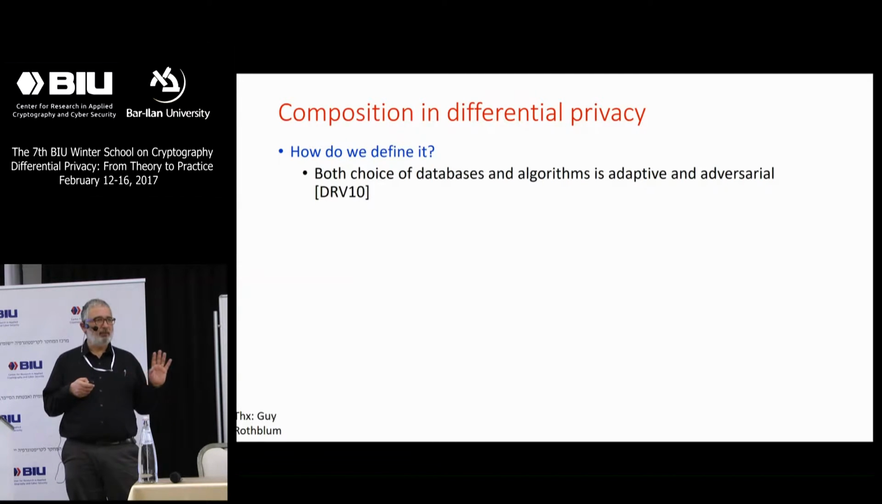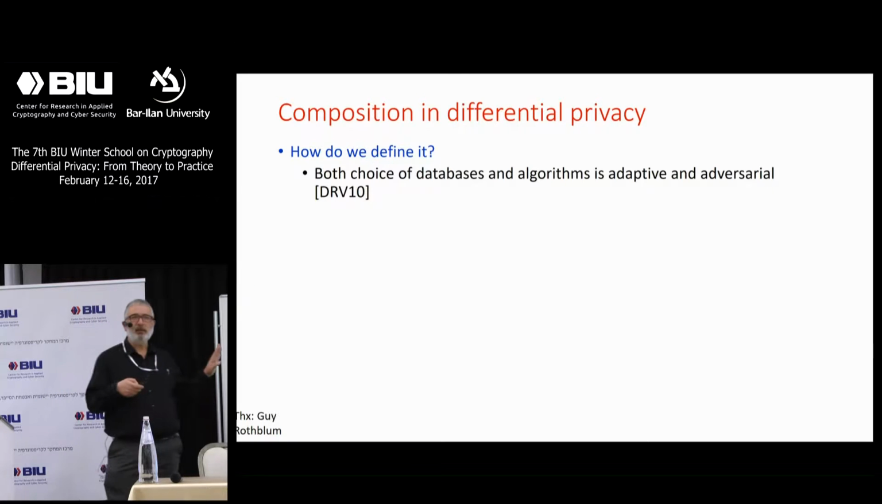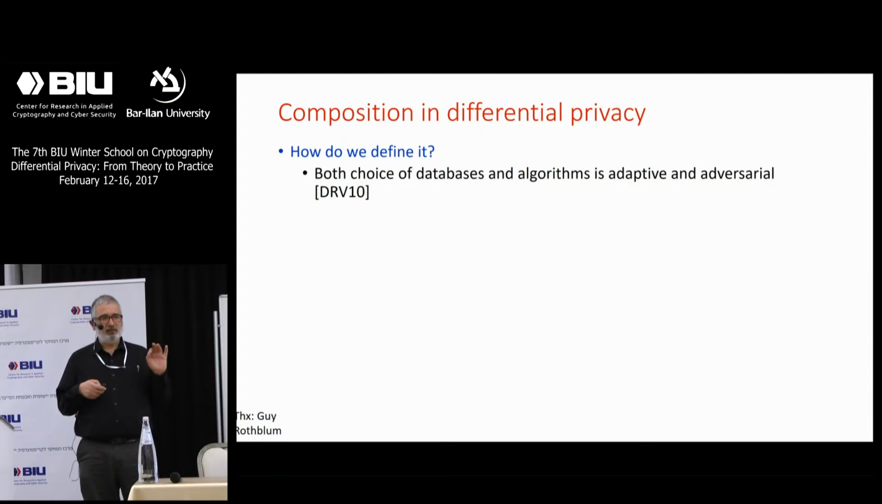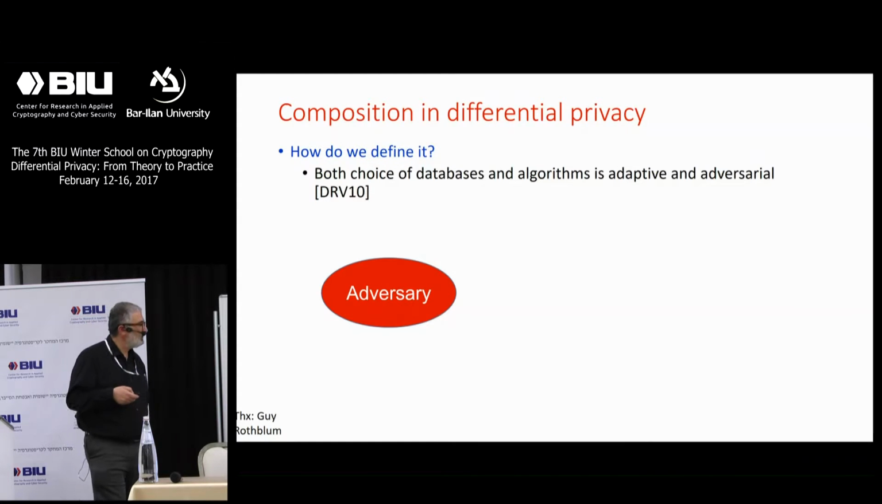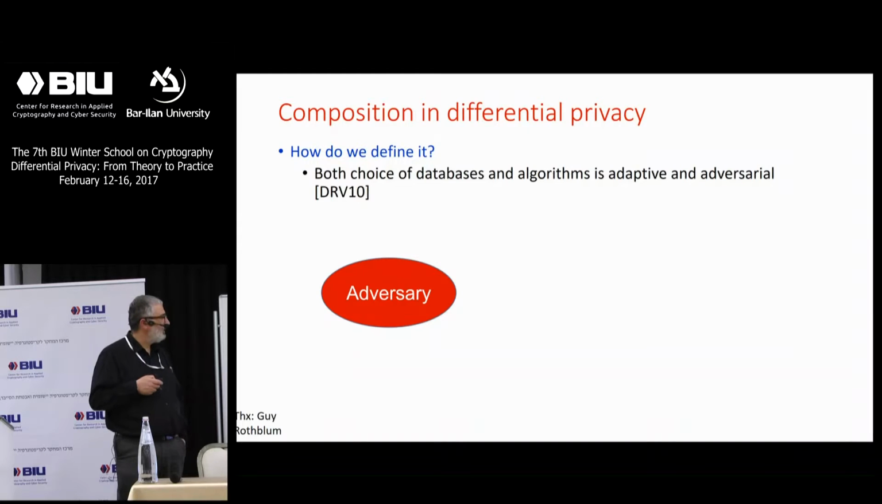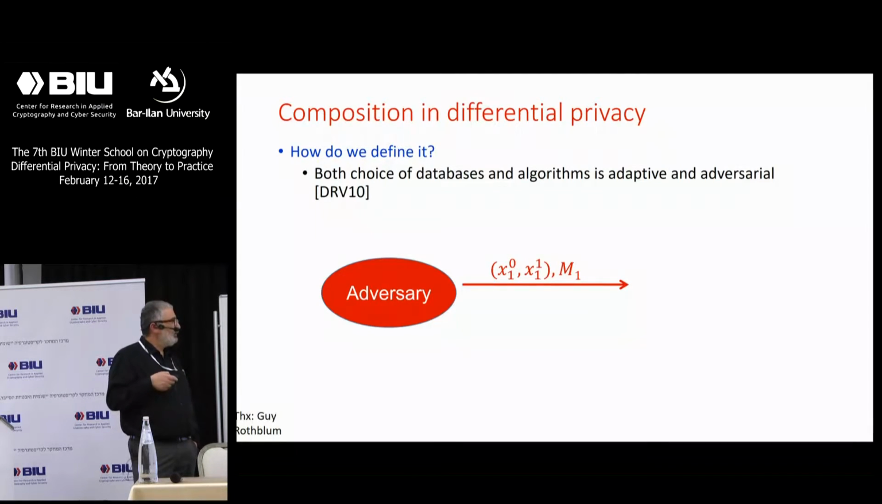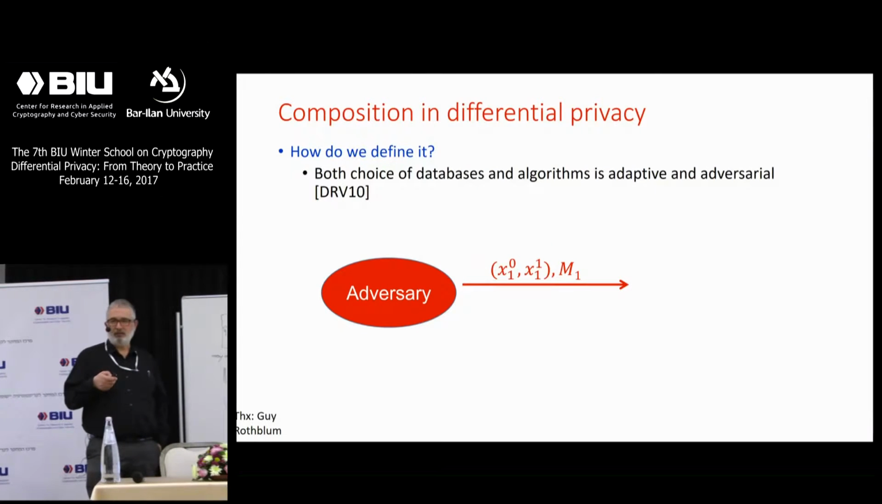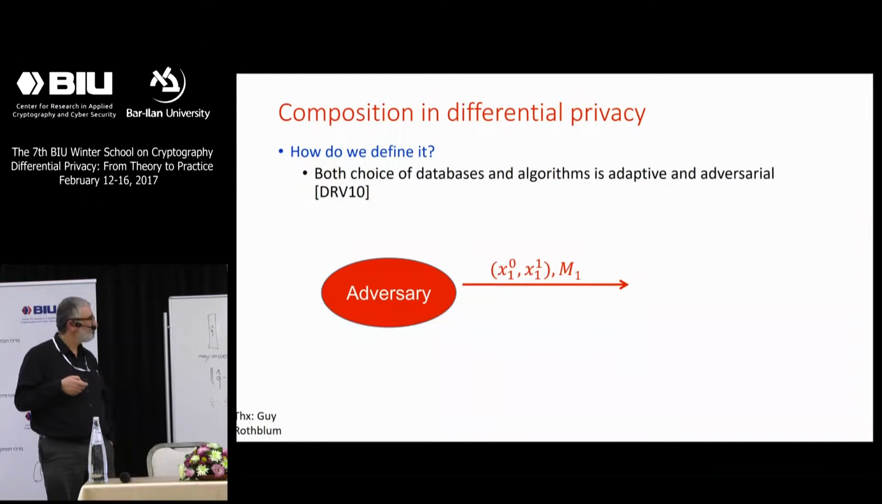The only thing that I'm not letting the adversary choose yet is the value for epsilon delta. I will assume that the value for epsilon delta is fixed and chosen ahead of time, okay? So let me show you this thing in the picture. The adversary will begin by choosing two databases and a mechanism, a differentially private mechanism.